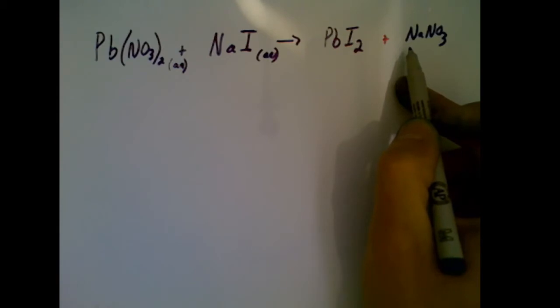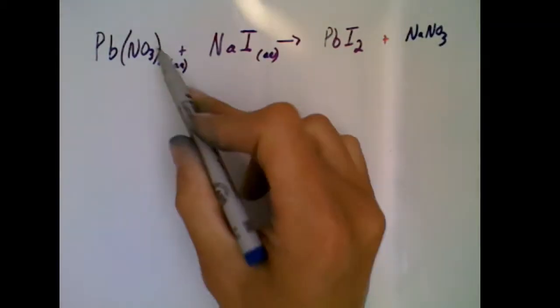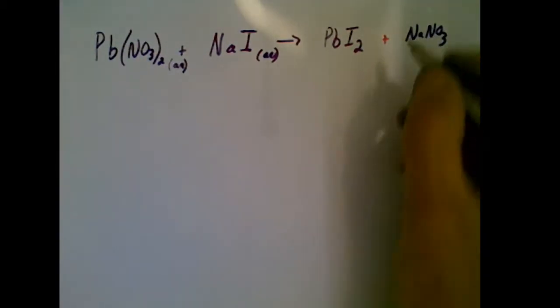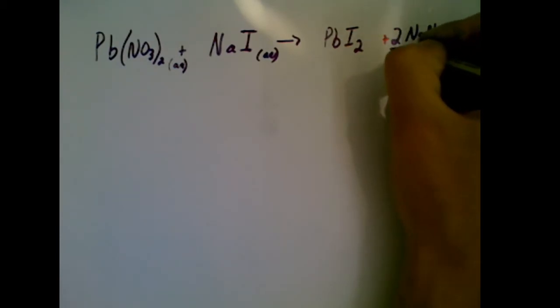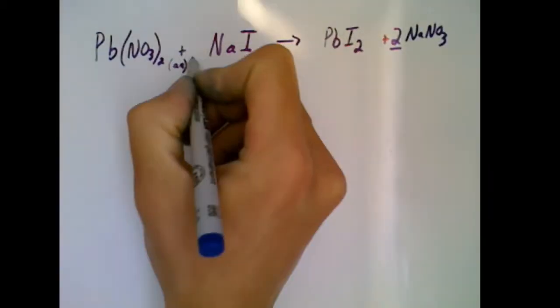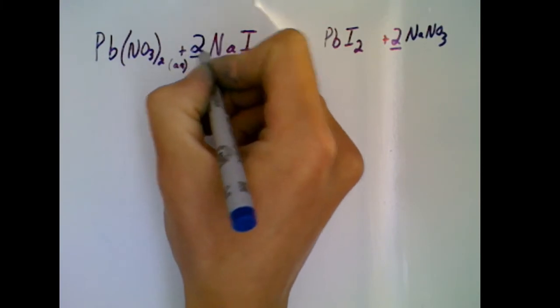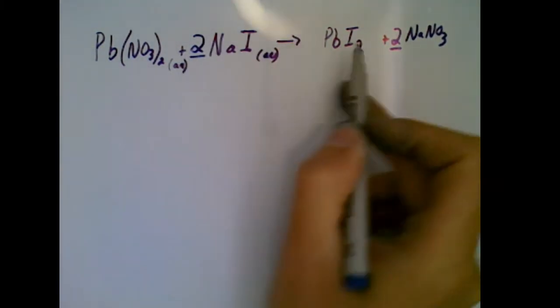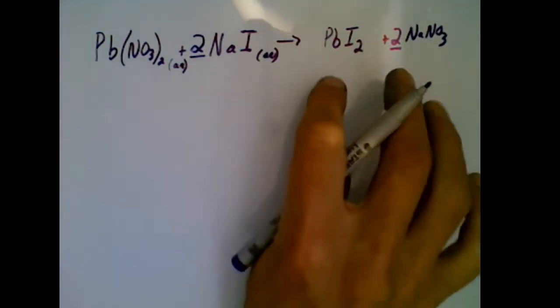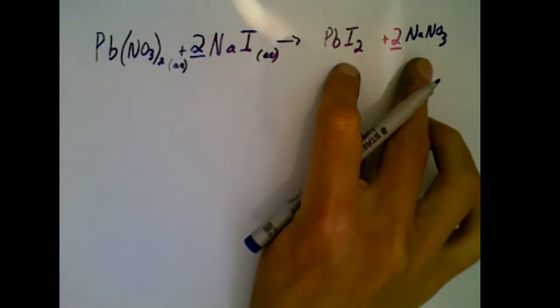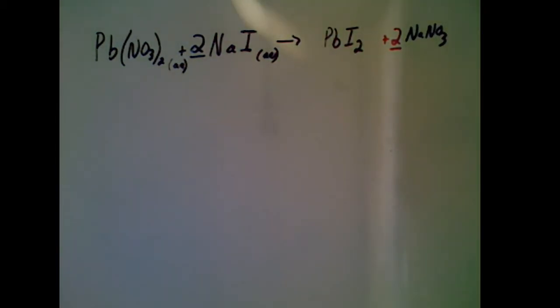Now, we want to balance this equation. I have two NO3s here and only one NO3 there, so I'm going to balance that with a 2. That gives me two Na's, so I need to balance that with a 2, and that gives me two I's, and here I have two I's. So now I need to check the solubility of these two substances.